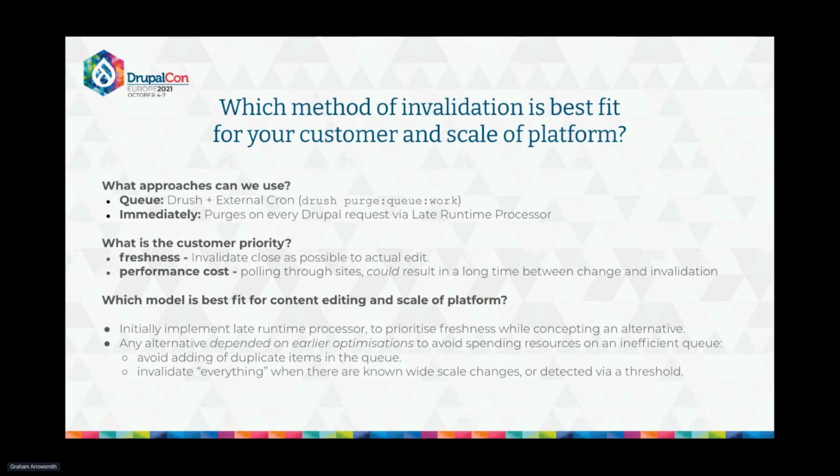Now, the alternative approach that we were looking at really depended on all the other optimizations. What we didn't want to do is have a queue with lots of duplicates, or purge individually lots of tags when really the whole site needs to be cleared. So we wanted to have the queue efficiency that Hemant's just taken us through. We want to avoid adding duplicate items to the queue. We want to invalidate everything when there's wide-scale changes, or when we detect a threshold that we think in all probability means there have been rapid wholesale changes. Let's purge the site rather than execute a lot of cache tag purging.